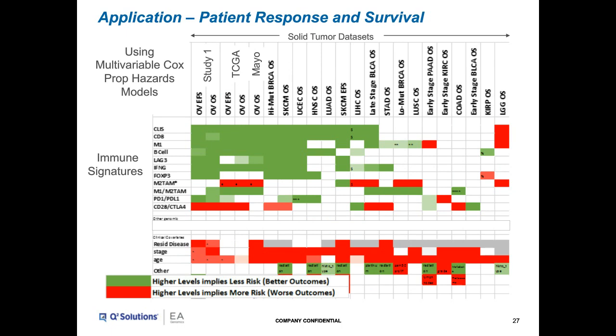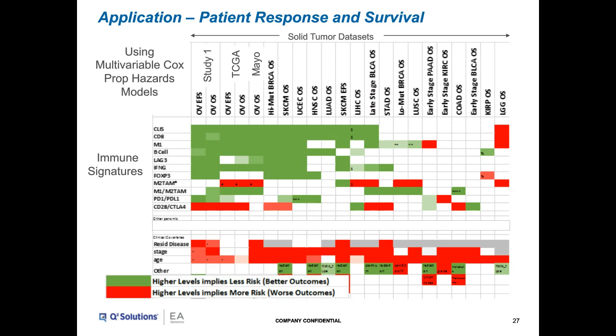So before we were looking at Kaplan-Meier curves of survival. In this case, I'm doing a little bit more sophisticated analysis using multivariable Cox proportional hazards models. And I'm examining these immune signatures in the context of other key clinical parameters, such as age, stage, residual disease, and potentially other factors such as type of treatment that may be variable for certain indications such as breast cancer, based upon other diagnostic tests for the patients.